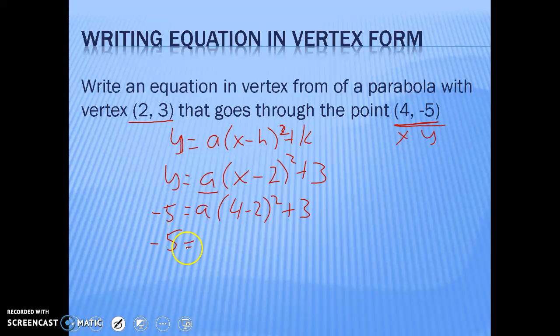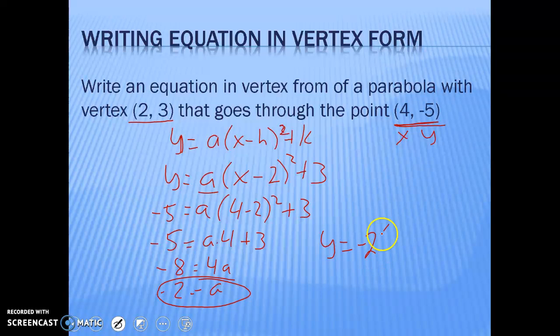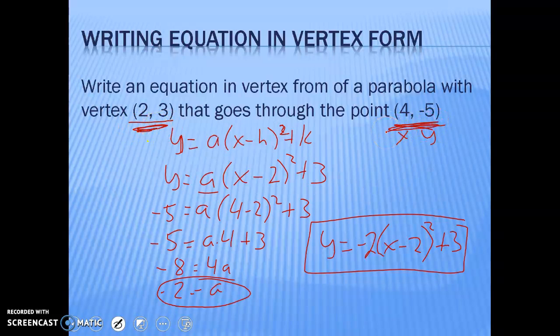So I'm going to have negative 5 equals a, but then I know that 4 minus 2 is 2, and 2 squared is 4. So a times 4 plus 3. If I subtract 3 from both sides, I'll have negative 8 equals 4 times a, and if I divide by 4, a is negative 2. So that means my equation is going to look like this. It's going to be y equals negative 2 times x minus my h value. Well, that's in my vertex, that's 2, squared plus 3. And this is an equation in vertex form of a parabola that has this vertex and goes through this point.